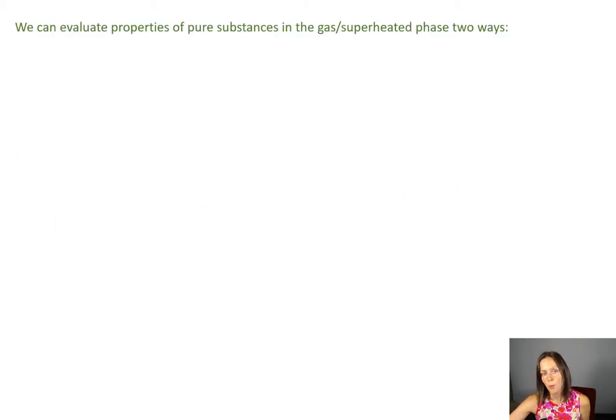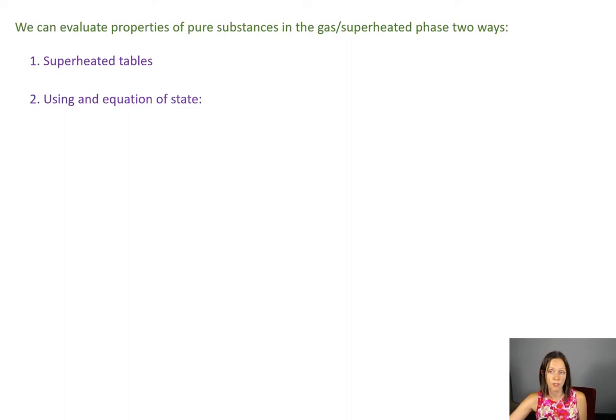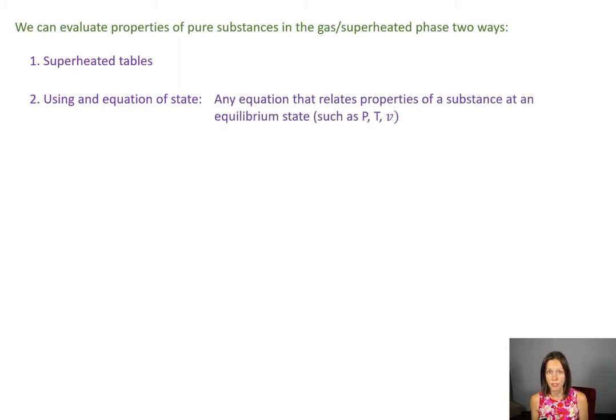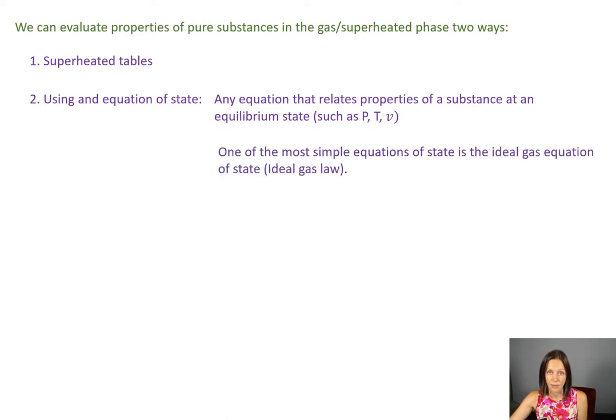Now, we can evaluate thermodynamic properties of pure substances in the gas region or the superheated region two ways. Number one, if we've got thermodynamic tables, we can use those. Or if we've got a valid equation of state, we can use that. An equation of state is just a mathematical relationship relating those thermodynamic properties that we might be interested in, such as pressure, temperature, and specific volume.